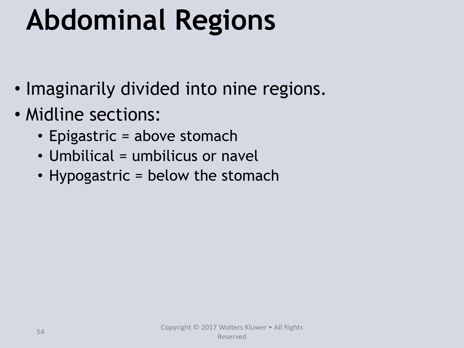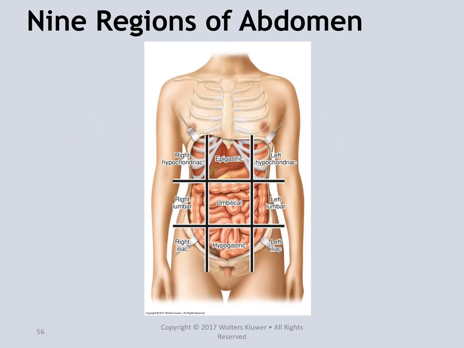Now, because the abdominopelvic region of the body is so big, we like to divide it into sections to make it easier to talk about different parts of the abdominal region. So we can draw two lines down the middle and two lines across the side and divide it into 9 regions. And we'll take a look at this right here.